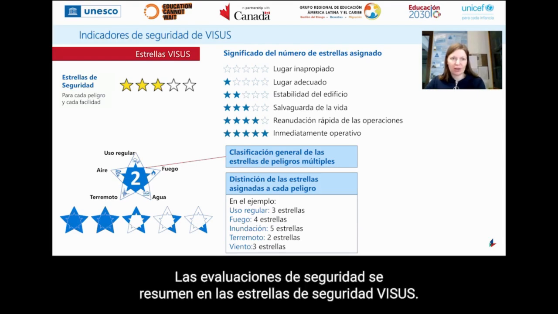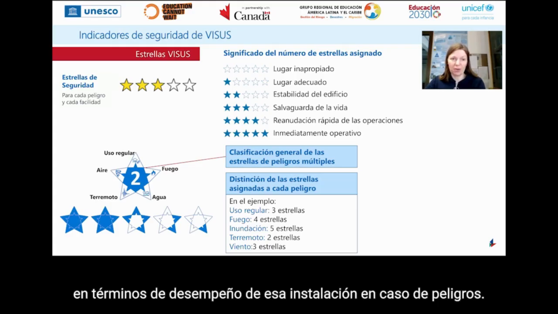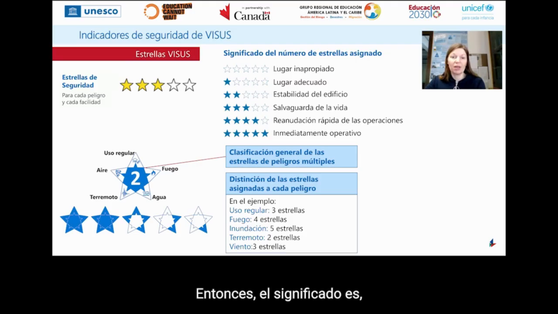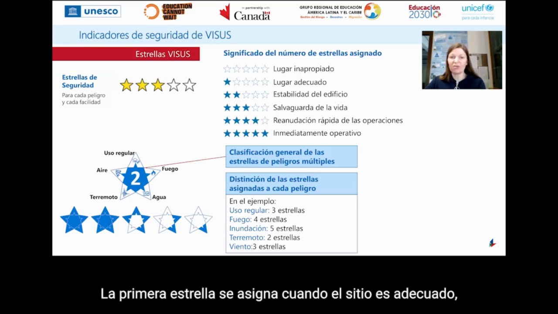The safety assessments are summarized by the VISUS safety stars. For each hazard and for each facility, the VISUS safety stars represent the overall judgment of the performance of that facility for that hazard. So the meaning is, as I told you in a previous presentation, that no star is assigned if the site is unsuitable. The first star is assigned when the site is suitable.